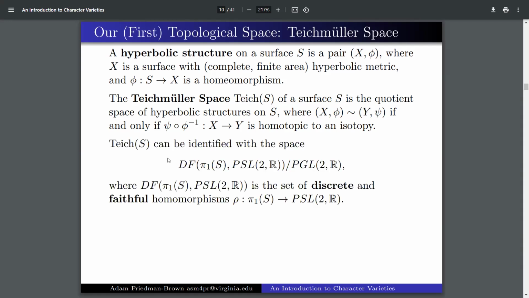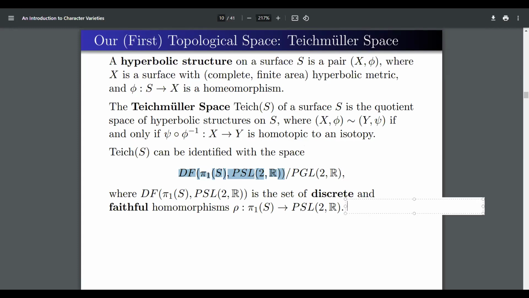Now, a way to give this, what's essentially a set, a topology, is to identify it with this exact space of representations of maps. So here, first, this right here is the set of discrete and faithful homomorphisms from the fundamental group of your surface into the group PSL2R, where PSL2R is SL2R mod the identity matrix and negative the identity matrix, which is the center of the group.